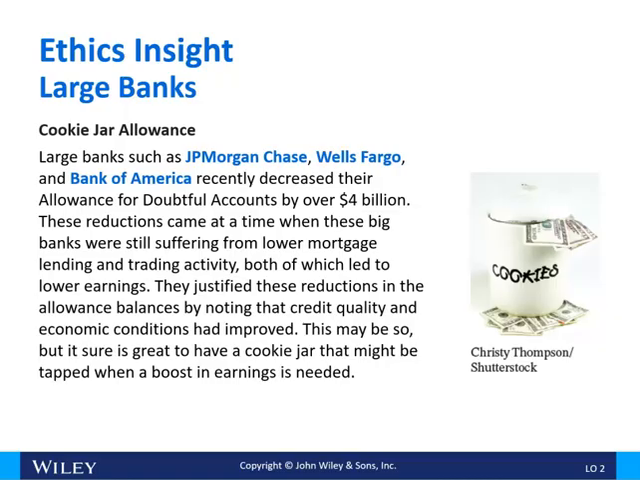These reductions came at a time when these big banks were still suffering from lower mortgage lending and trading activity, both of which led to lower earnings. They justified these reductions in the allowance balances by noting that credit quality and economic conditions had improved. This may be so, but it sure is great to have a cookie jar that might be tapped when a boost in earnings is needed. Okay, now this is saying that maybe they were a little bit more aggressive in reducing their allowance for doubtful accounts.